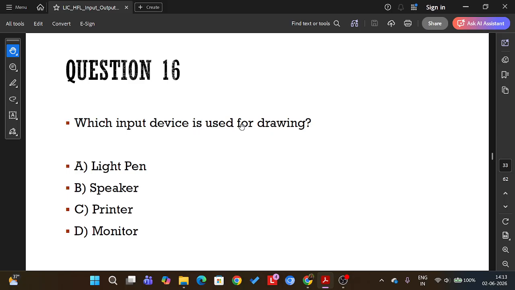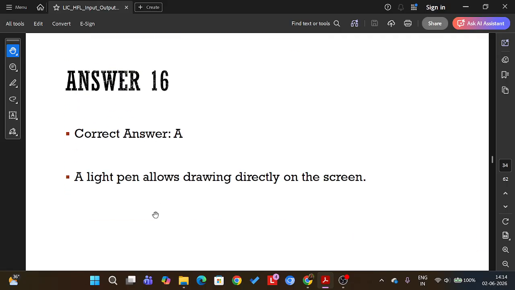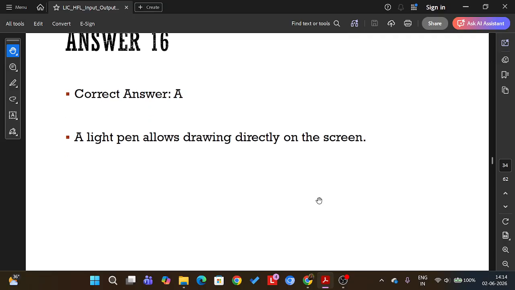Which input device is used for drawing? Light pen, speaker, printer, or monitor. It would be a light pen. It allows drawing directly on the screen. Just like in a tab, you draw directly on the screen using a pen.